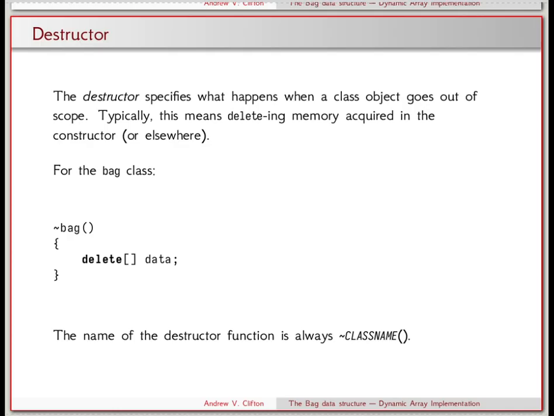The destructor is the easiest of the three. A lot of times it's a one-liner. The destructor is always named with a tilde and then the name of your class. The name of our class is bag, so our destructor is named tilde bag. It never takes any parameters, so there'll never be anything inside the parentheses. And the job of the destructor is just to undo whatever the constructor did.